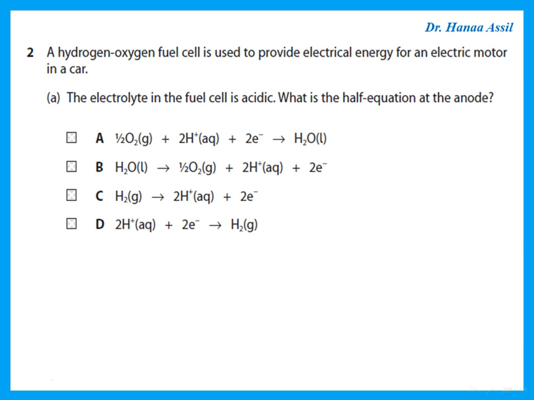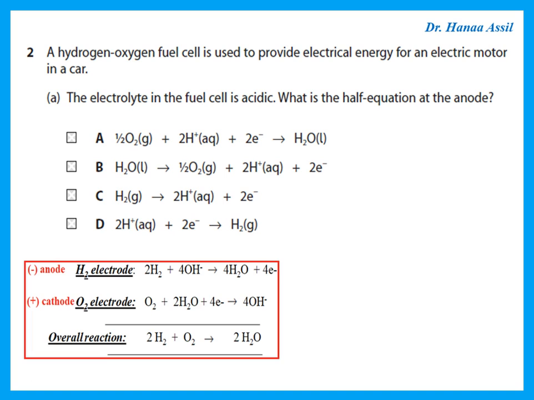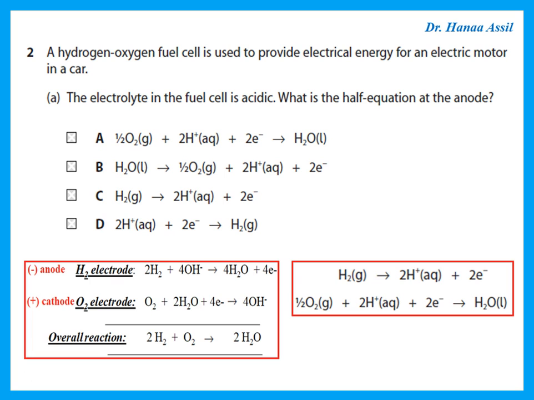A hydrogen-oxygen fuel cell is used to provide electrical energy for an electric motor in a car. The electrolyte in the fuel cell here is acidic. I'm going to remind you that the hydrogen-oxygen fuel cell can either be alkaline, so in that case, these are the equations that happen if we have an alkaline medium, and it could be acidic, so these are the equations that could occur if we have an acidic medium in the fuel cell. So which one is he talking about? He's talking about the one that is acidic.